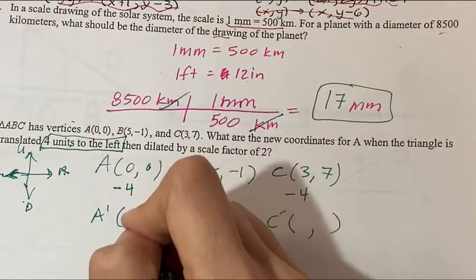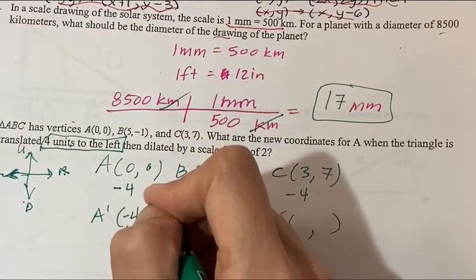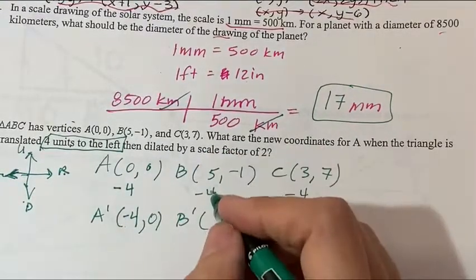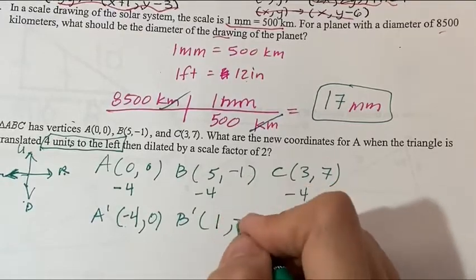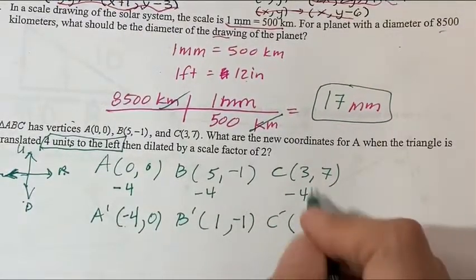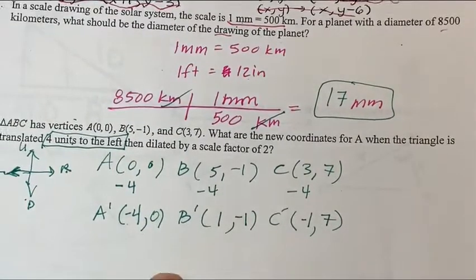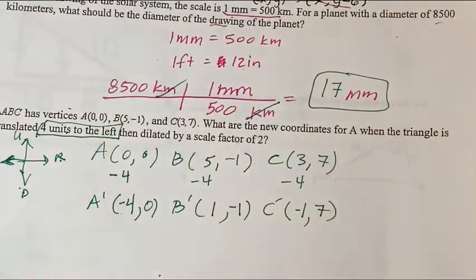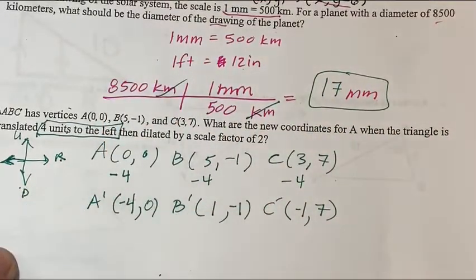So 0 minus 4 is negative 4. The y value doesn't change because I just moved left. 5 minus 4... the y doesn't change when I move left. Only the x values change. And there we go. Now you could also graph this and move the whole triangle to the left, and then you'd notice, or you'd read off your coordinates.